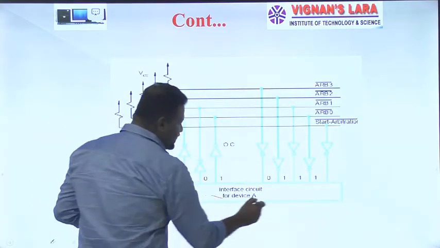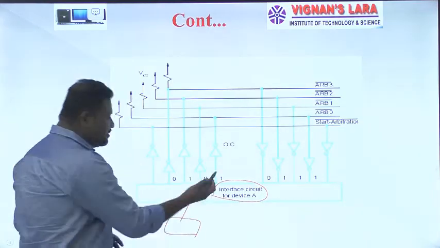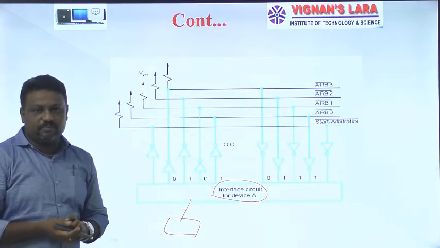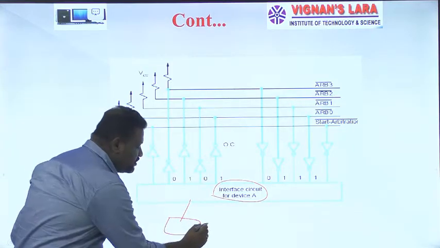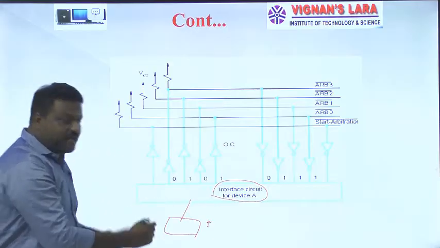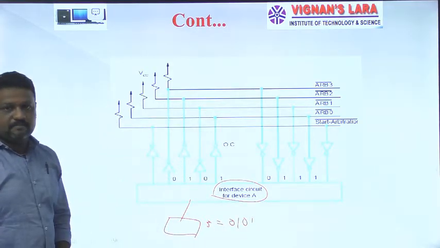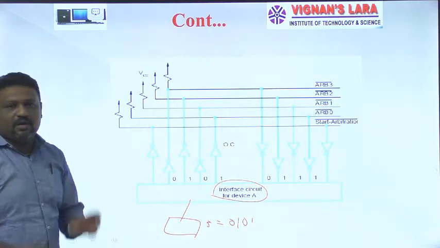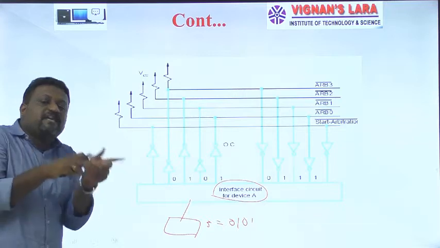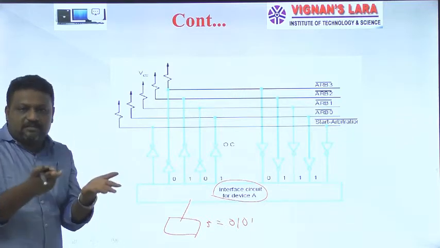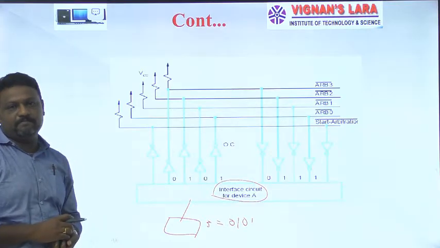Just mention this is an interfacing circuit for a device A. For example, here I have a device A, and for that this is an interfacing circuit. That device has an identification number which is 5, so its equivalent binary value is 0101. Whenever this device A wants to use a bus, that means device A becomes the bus master, for that it will send its request signal.